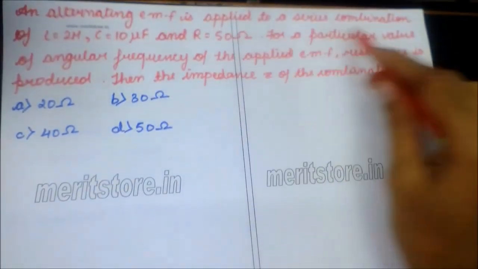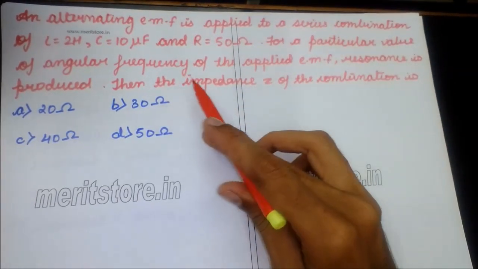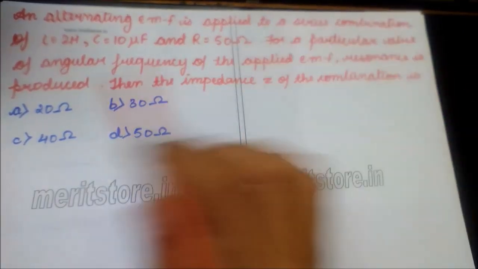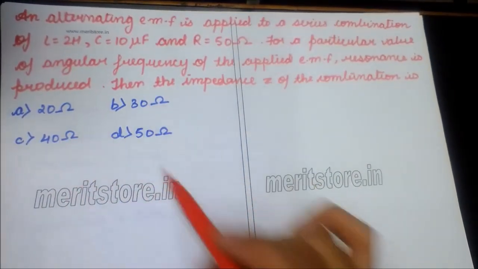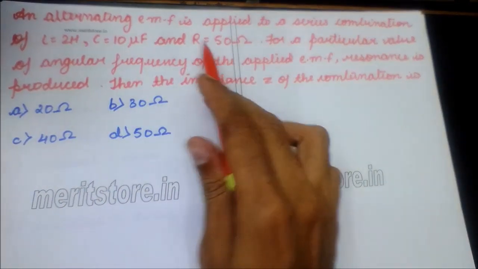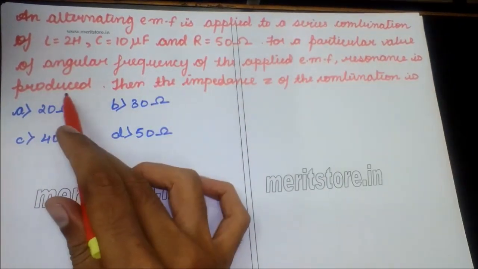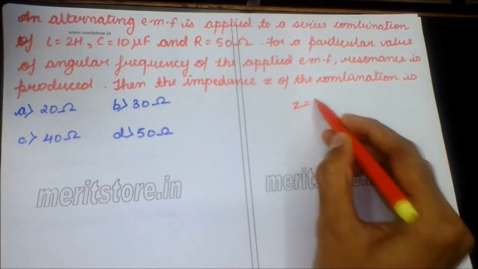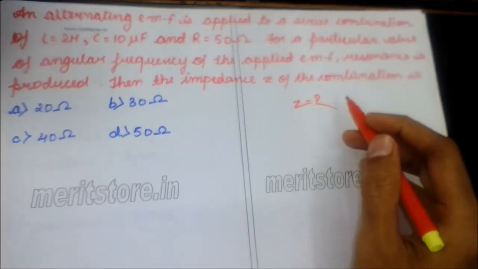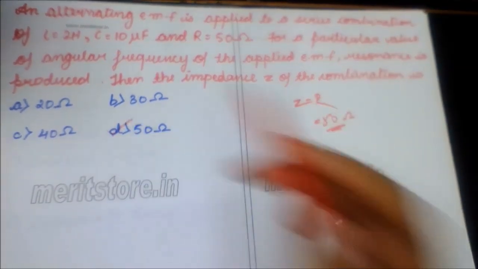An alternating EMF is applied to a series combination of inductance 2 Henry and resistance 50 ohms, and for a particular value of angular frequency of the applied EMF, resonance is produced. Then the impedance of this combination is 20 ohms, 30 ohms, 40 ohms or 50 ohms. So here an alternating EMF is applied to a series LCR circuit. We have L, C and R, and at a particular angular frequency resonance is produced. The condition for resonance is that the impedance Z becomes equal to the resistance. As the resistance is 50 ohms, the impedance will also be 50 ohms. So the correct option is D, 50 ohms.